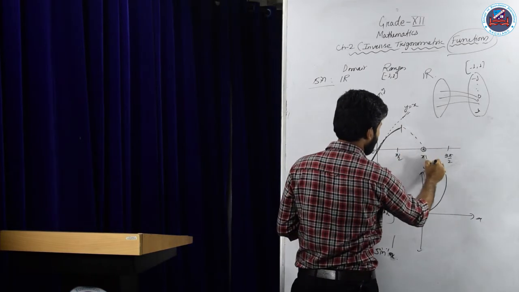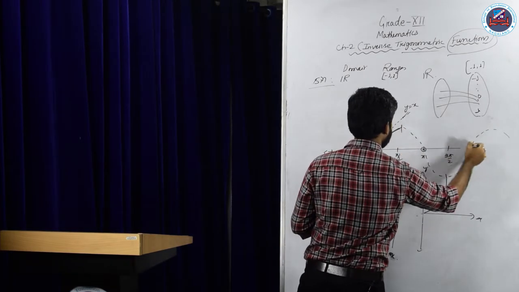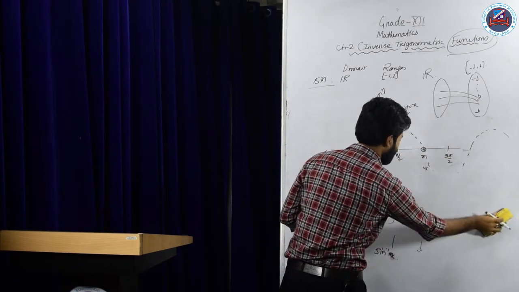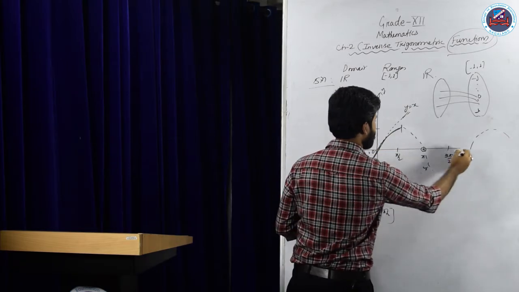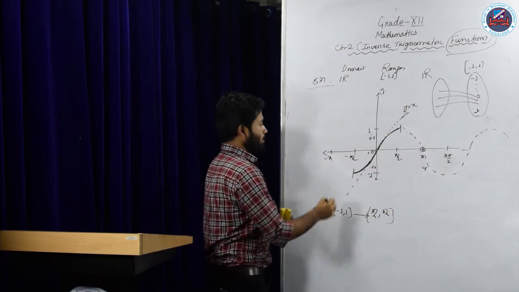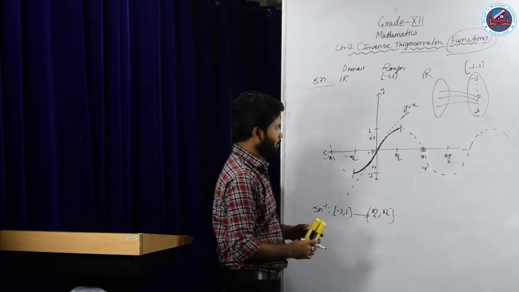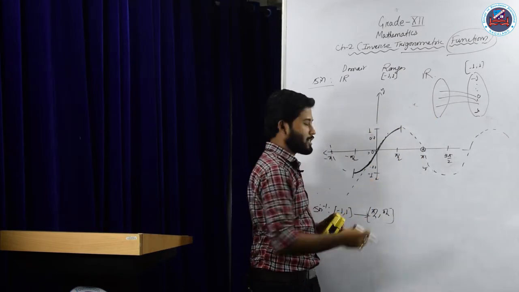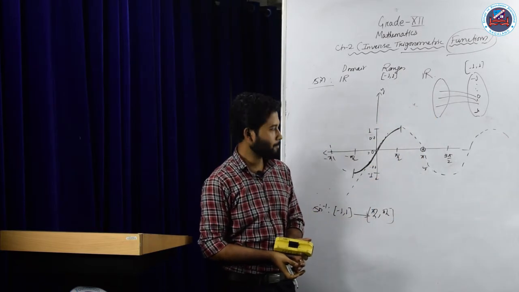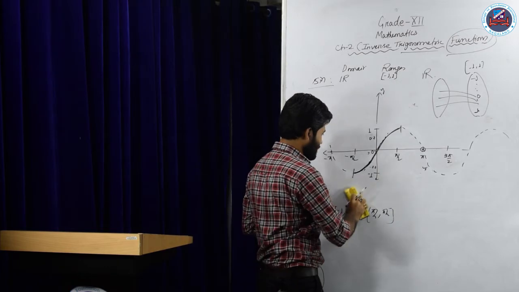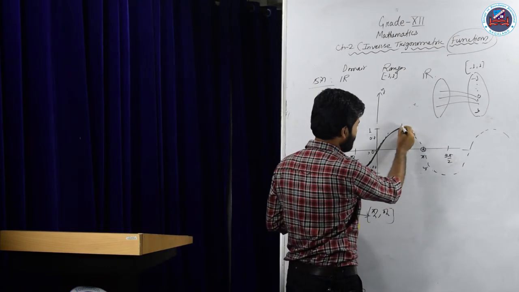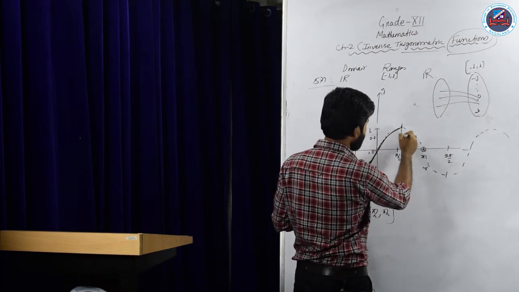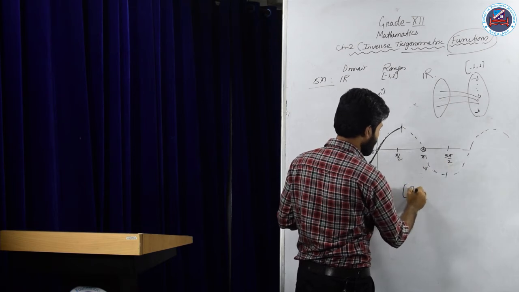Now one more question arises here. This was our previous graph. So you might ask why we have taken the restriction over minus pi by 2 to pi by 2 only. Yes, the question is correct. You can take the restriction from here also, that is pi by 2 to 3 pi by 2. Even this is fine.